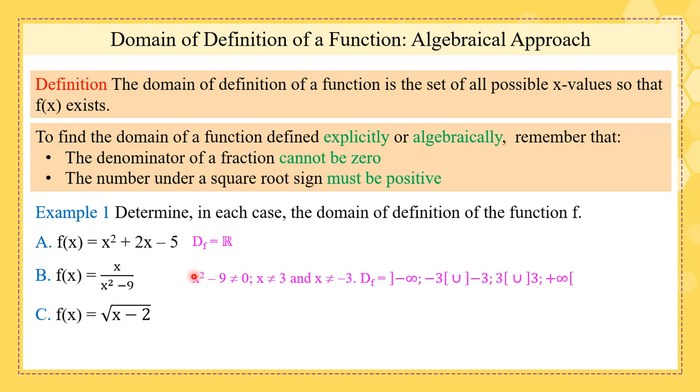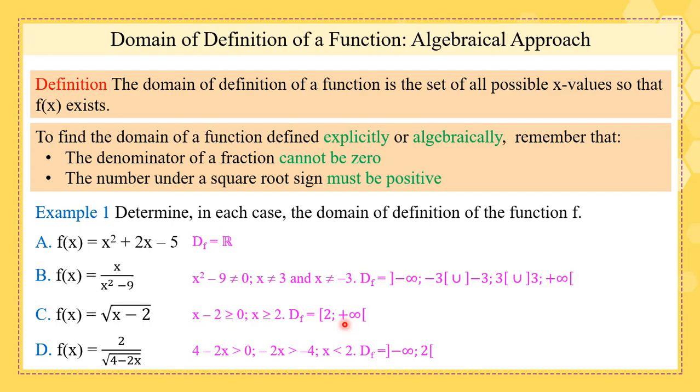Now, in this case, x minus 2 should always be positive, so x is greater than or equal to 2 and the domain is 2 closed plus infinity. And finally this one. In this case, 4 minus 2x should be strictly positive because 4 minus 2x is under the square root sign and it is in the denominator. So we get x is smaller than 2 or the domain is negative infinity 2 open.